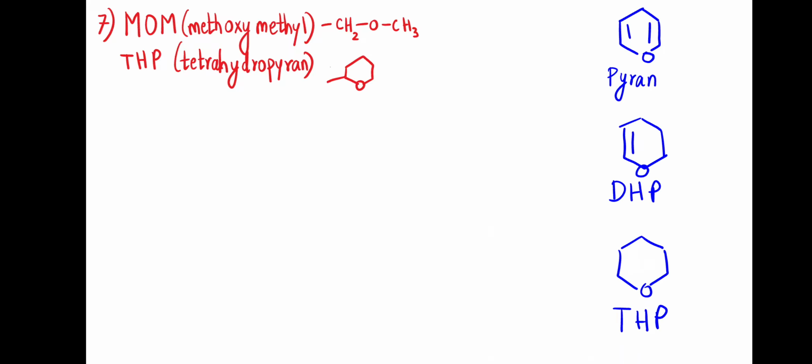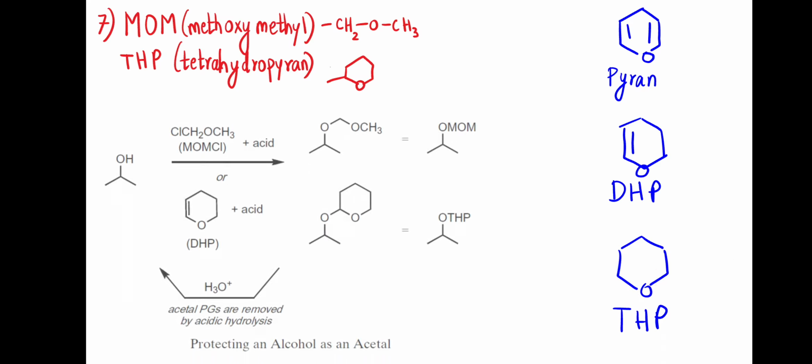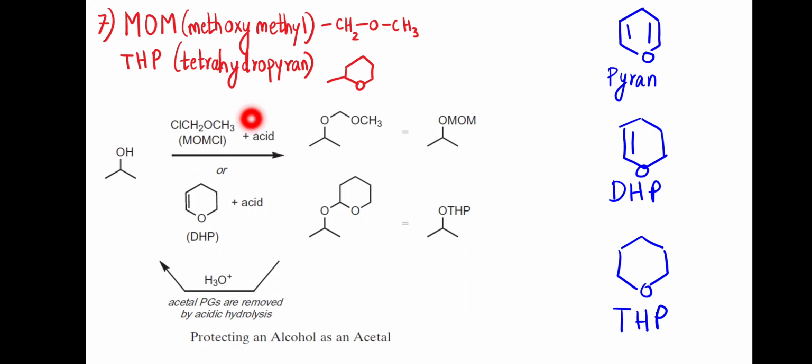Now what exactly is pyran? Pyran is this compound having two pi bonds: oxygen, and then there are two double bonds. Then you reduce one double bond, that is, you add two hydrogens, and that is called DHP, dihydropyran. You add two more hydrogens, reducing the other double bond as well, and you will get THP, tetrahydropyran. In the reaction here you will see for MOM it is simple: you use this MOM chloride and acid, and it will be protected.